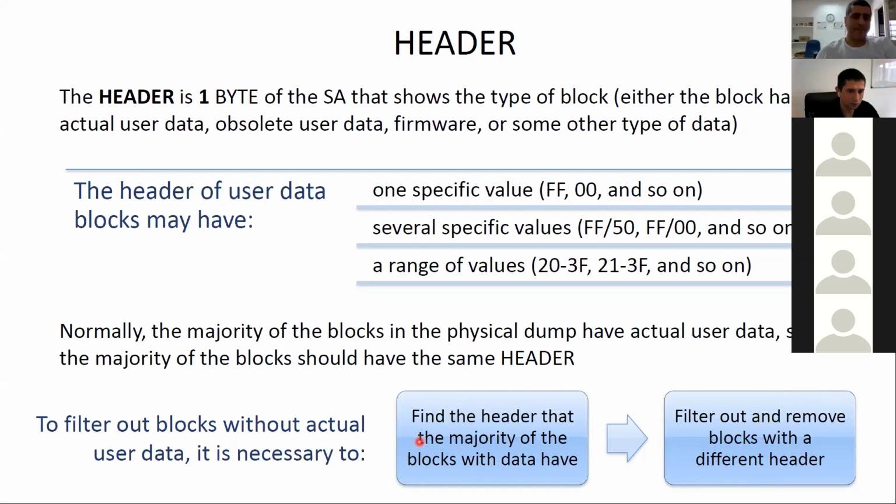We have a look at blocks with data. We just visually detect what the majority of blocks have, and we understand very easily that data blocks in this specific case have a header like this or like that, like FF, for example, or FF50. And then we set this information in the software, and the software will automatically remove all the other blocks with another header.